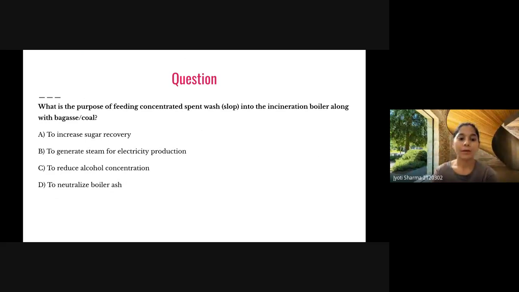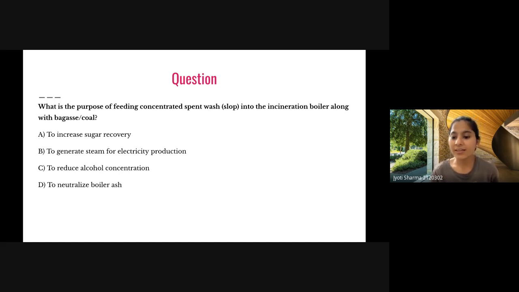Okay. What is the purpose of feeding concentrated spent wash slope into incinerator boiler along with bagasse or coal? In the next slide only, we already have discussed. Whenever we will have higher concentration of this, and we are putting it into incinerator boiler, so what is the purpose? Why are we putting that slope into incinerator boilers?